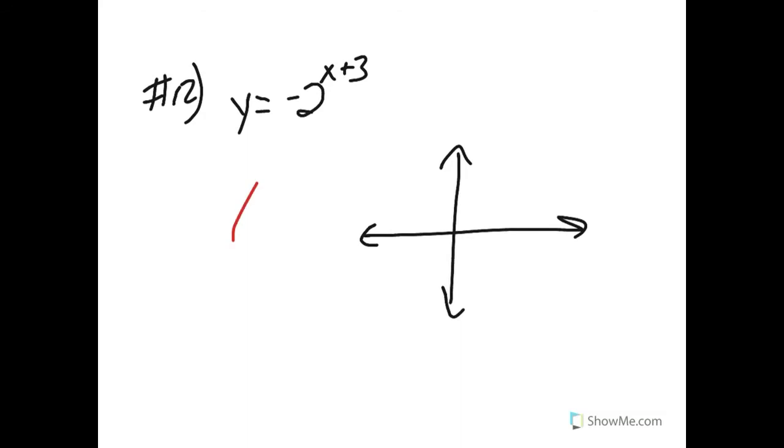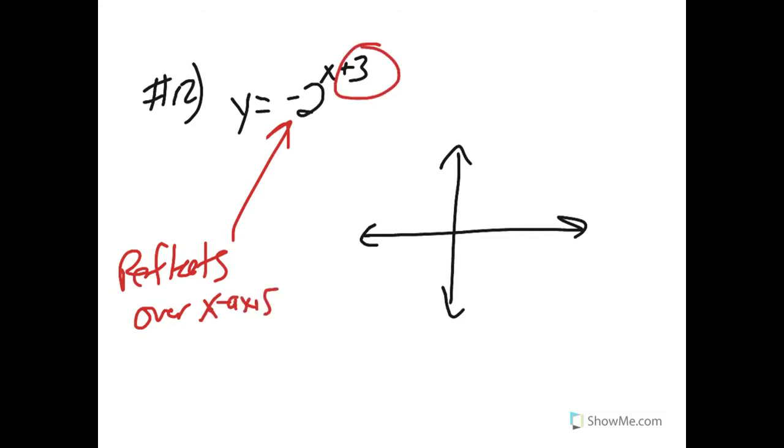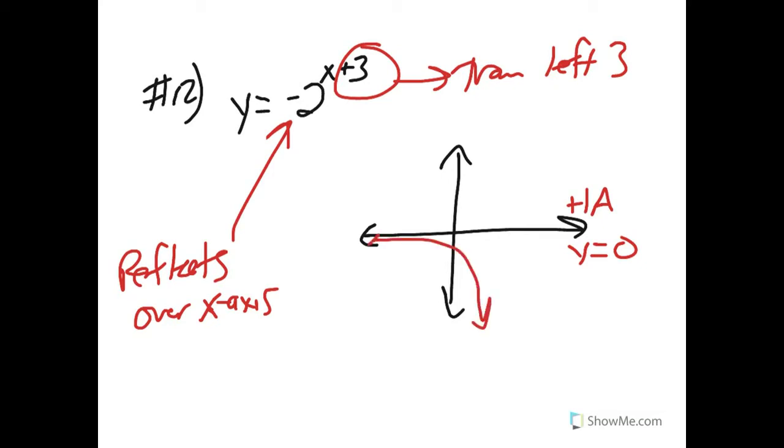Number 12, two things happening here. One thing, this negative here reflects the graph over the x-axis. This plus 3 translates the graph left 3. So our horizontal asymptote is going to move, but we won't be able to tell. It's reflected, so it's going to look like this. Don't draw that yet. And then that is moved to the left 3. So it's going to look more like this.